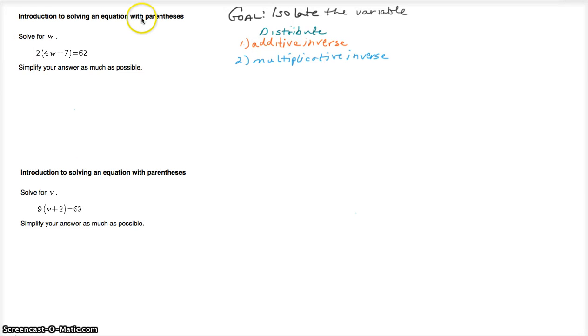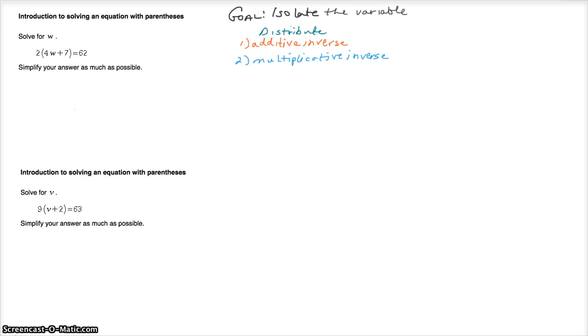Introduction to solving an equation with parentheses. We have 2 times the quantity 4w plus 7 equals 62. Our goal is still going to be the same. We're going to work on isolating the variable, but here we have 2 times the quantity in parentheses, which means we're going to have to distribute, and then we can apply our two inverse properties that we like using.